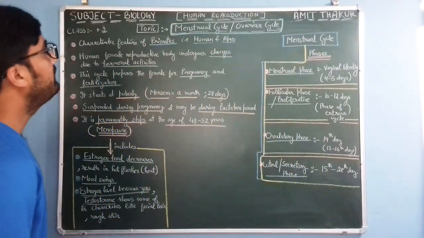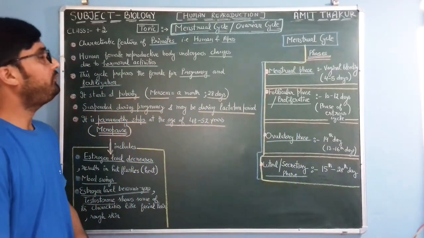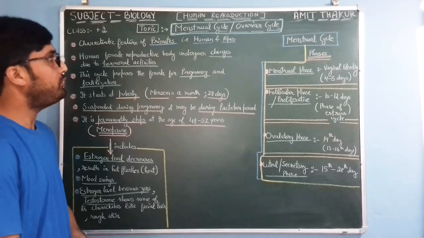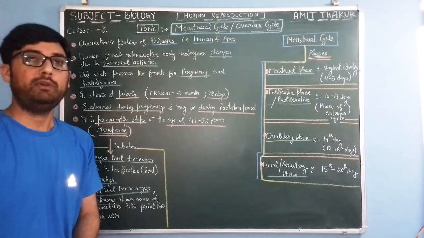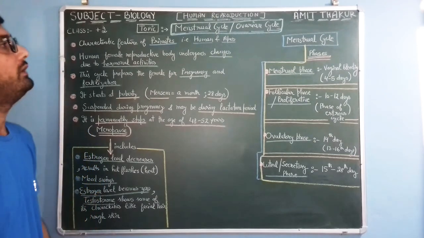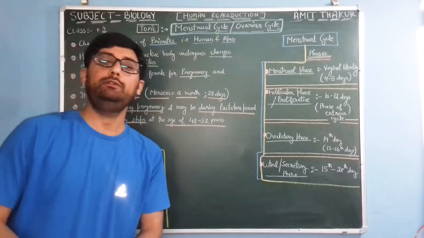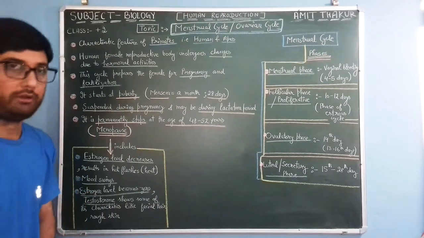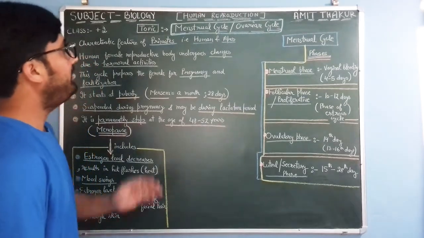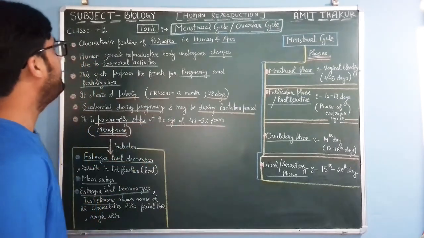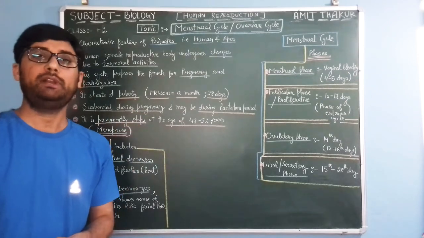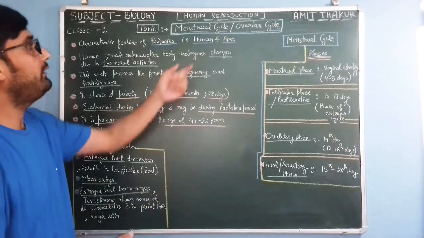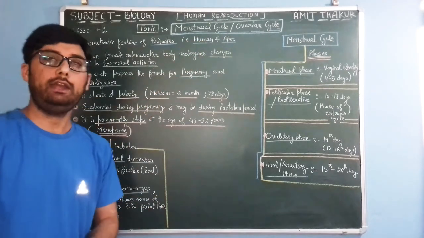Good morning, students. Today our next topic in the chapter on human reproduction is a very important one, known as the menstrual cycle or ovarian cycle in the female reproductive body. This menstrual cycle or ovarian cycle is actually a characteristic feature of primates, like human females and apes.